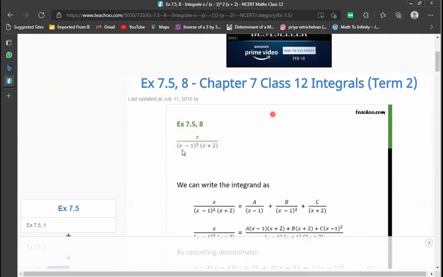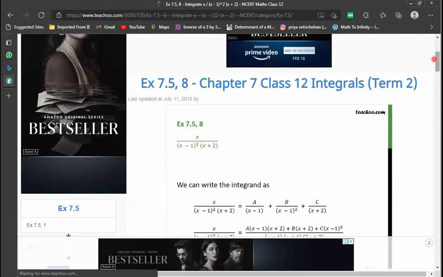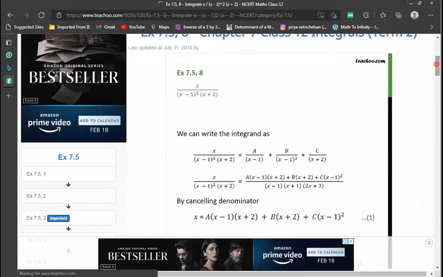This question. So you have x minus 1 the whole square. You just have to observe how we write the partial fraction. So x minus 1 the whole square can be written as a divided by x minus 1 plus b divided by x minus 1 the whole square. And for x plus 2, you can write it as a separate factor.